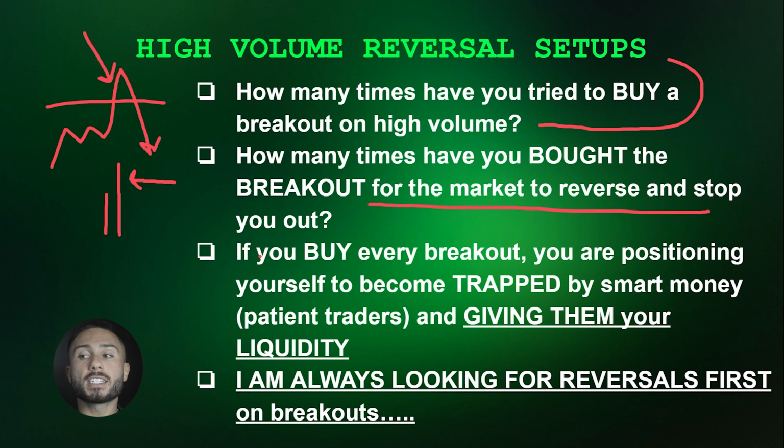If you buy every single breakout without putting an emphasis on volume the right way, then you are simply positioning yourself to become trapped by smart money, who are more patient traders. We talk about this a lot in episode number 4 of the series, and we're basically giving them your liquidity. When you're buying this breakout, they are selling, right? For every transaction there's a buyer and a seller. If you're buying and there's a lot of buying volume coming in and the market dumps, then you have to view this as someone patient, or smart money, selling into you because you're buying and providing liquidity for them to sell.